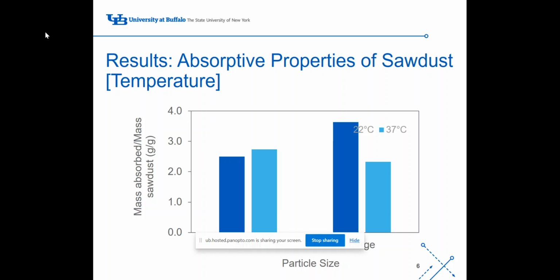Understanding the effects of temperature on the absorptive properties of sawdust, we can see that in small particle sawdust, there is a slight increase when the temperature is raised to 37 degrees Celsius. In large particle sawdust, however, there is a decrease from room temperature to body temperature. Further investigation is required to understand why this is happening. However, now that we have a better understanding of the properties of sawdust, we can begin to consider our second research objective, the design of a sanitary pad.